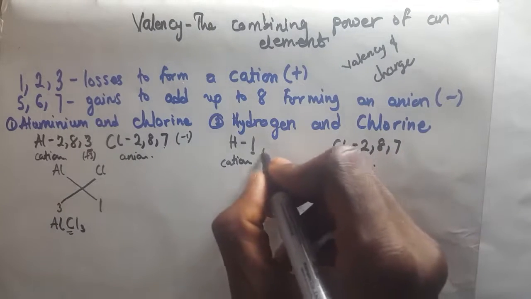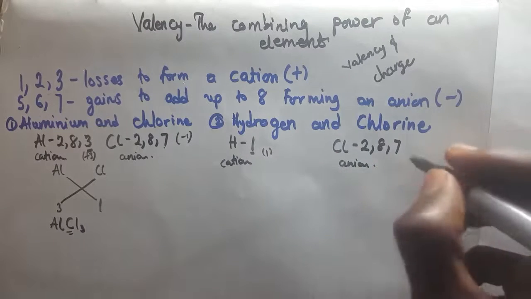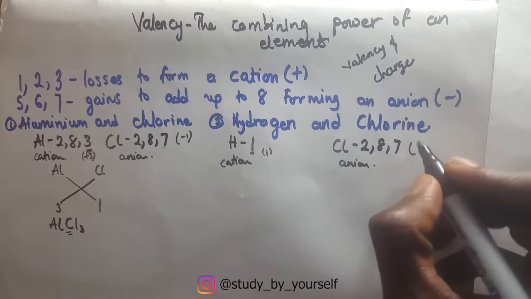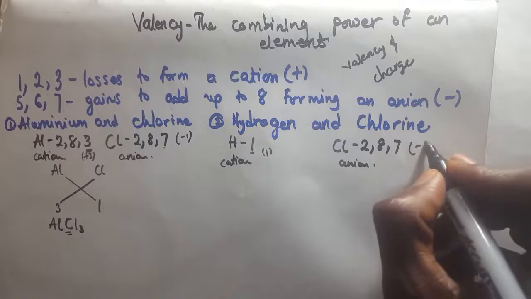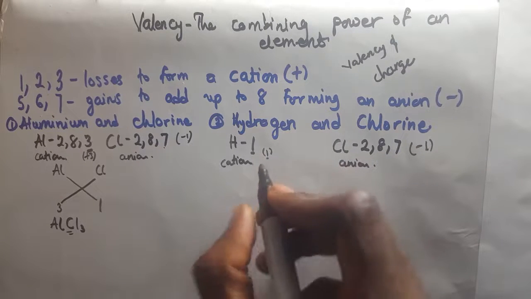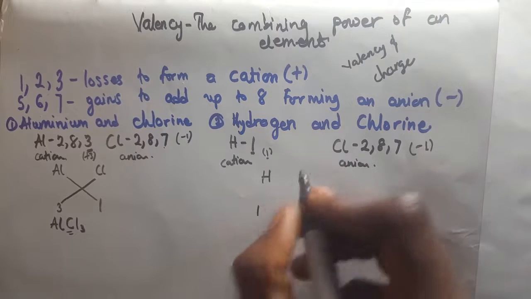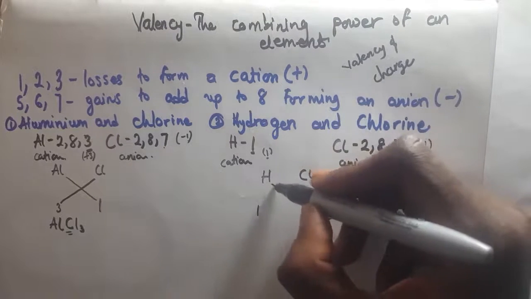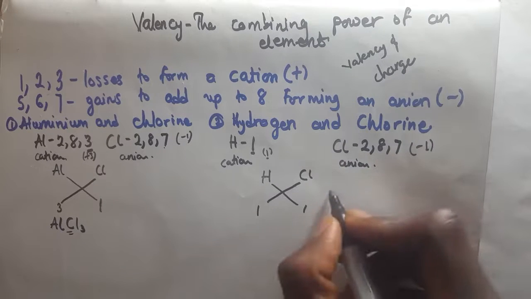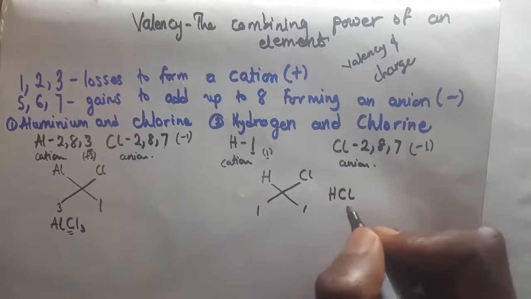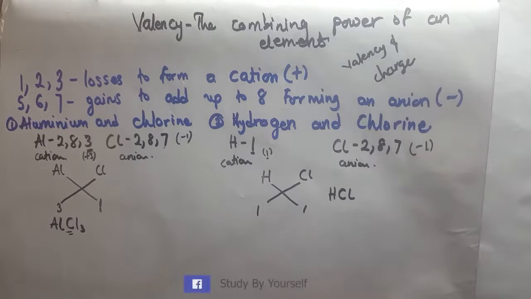Hydrogen is going to be 1. The valency is going to be 1. Chlorine, since it has 7, is going to gain 1, so the charge is going to be -1. The valency is 1. So we are going to write H1Cl1. So going to exchange, we are going to have HCl. HCl is hydrogen chloride. Let's look at a few more examples.